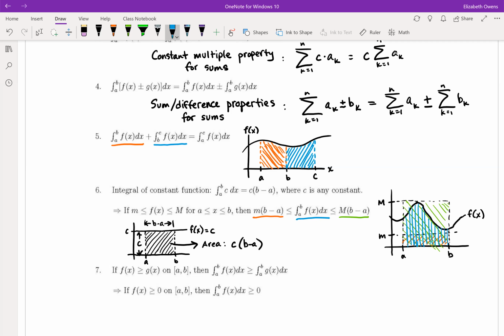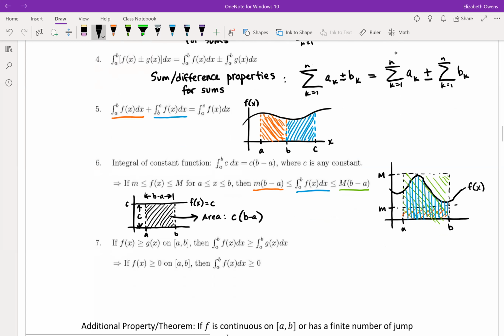That area is definitely greater than or equal to the orange rectangle, and that area is less than or equal to the larger green rectangle area. So that's what we're looking at there.